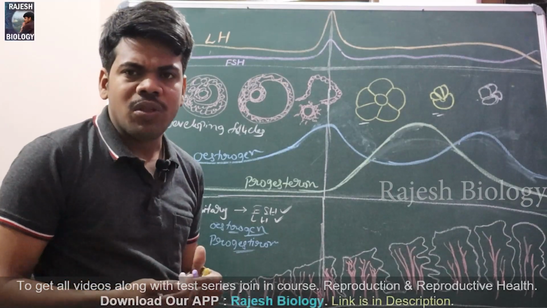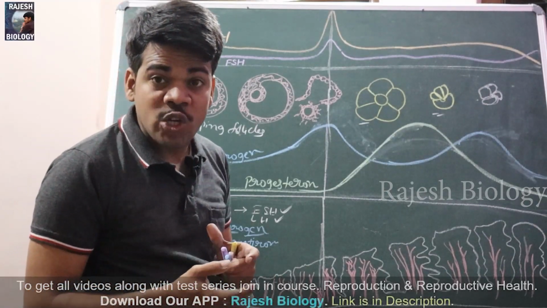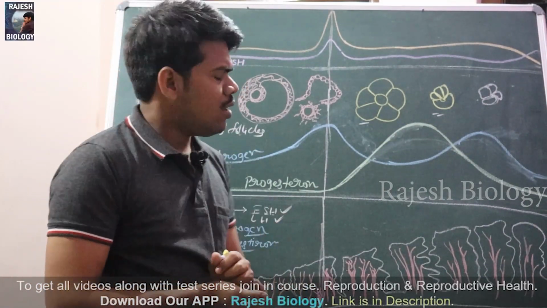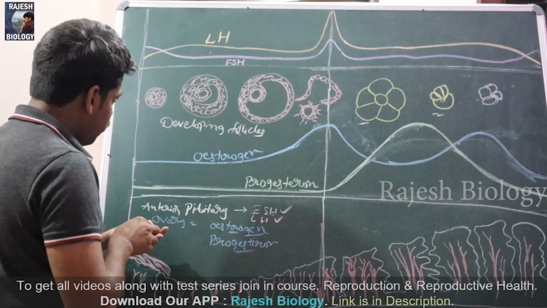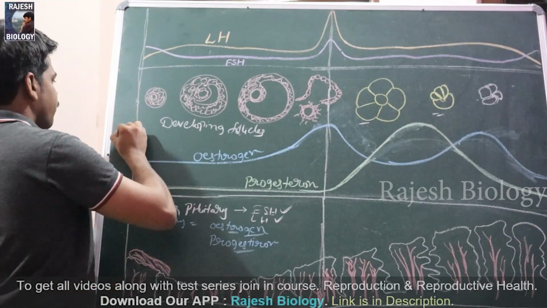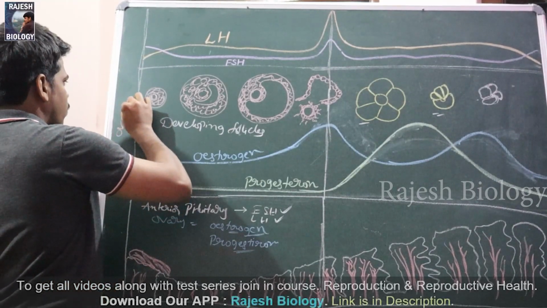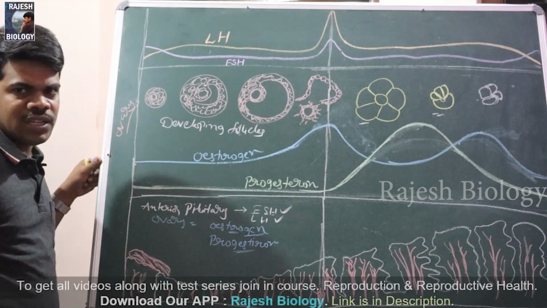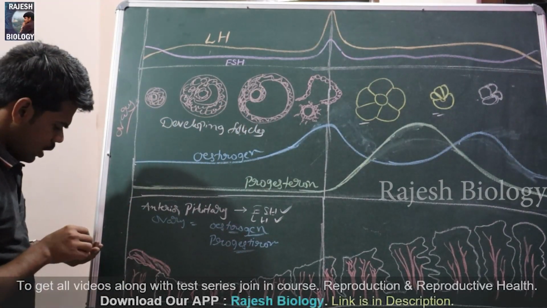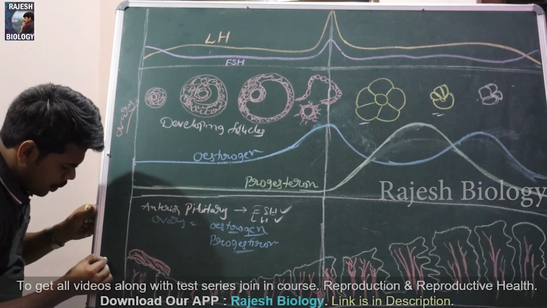Next, come to the organs where these menstrual changes occur. The menstrual changes occur mainly in two organs. One is the ovary, where the changes occur within the ovary, and another organ is the endometrium.